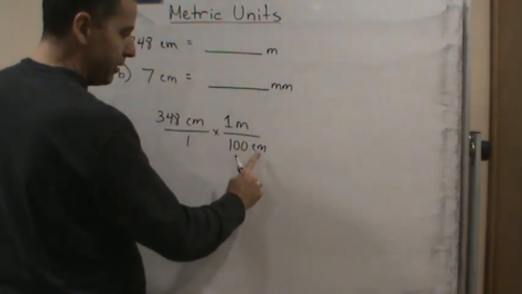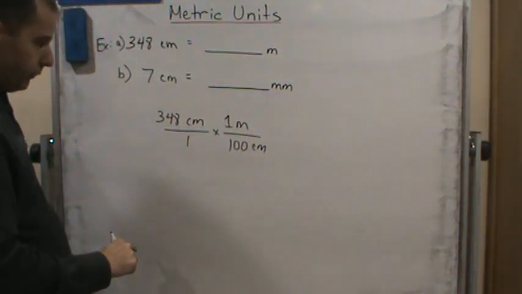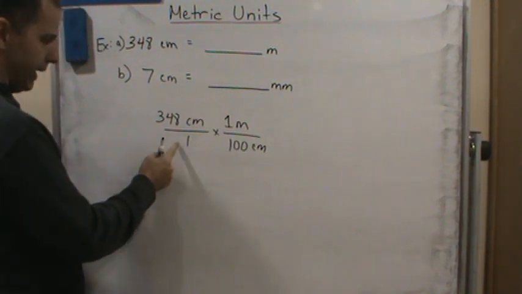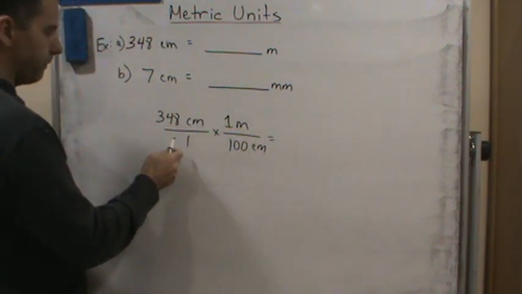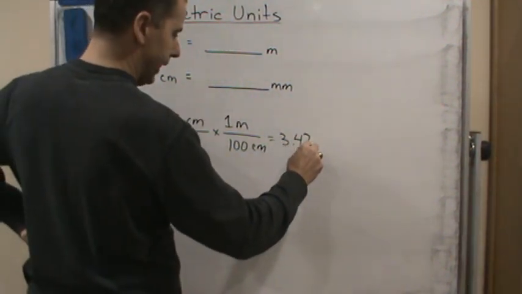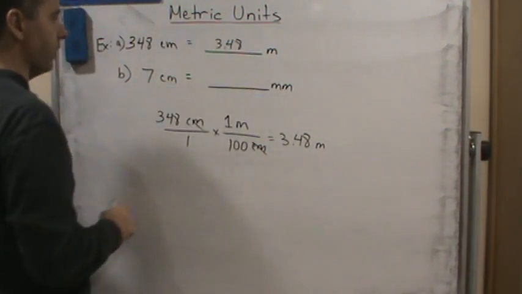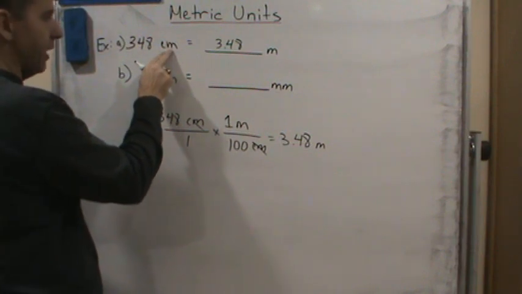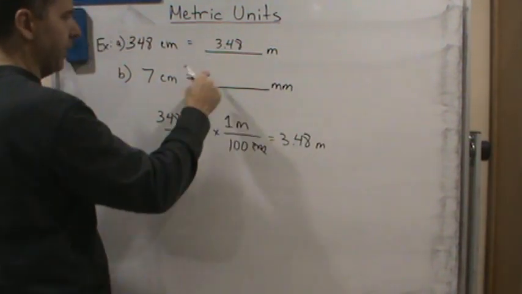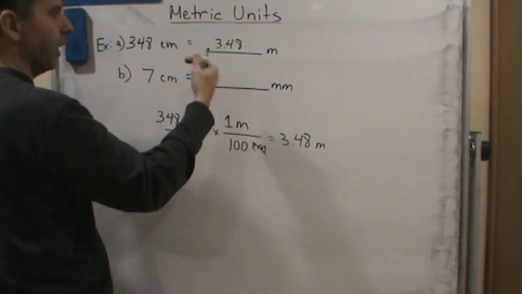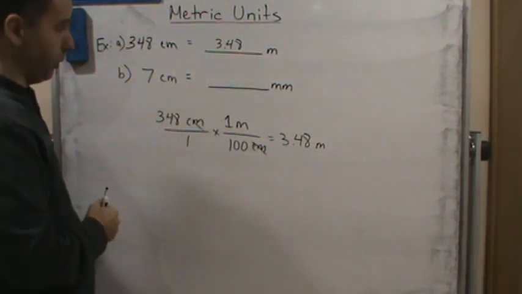But keep in mind, a centimeter is a smaller unit of measure than a meter. So we're dividing by 100, which means that 348 centimeters is equal to 3.48 meters. So if we're going from a smaller unit of measurement to a bigger unit of measurement, then we're moving the decimal point to the left, depending on what magnitude we're going from.